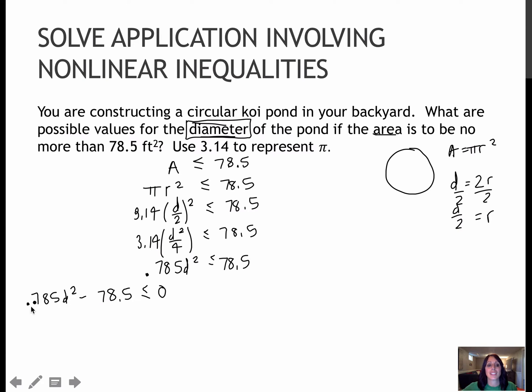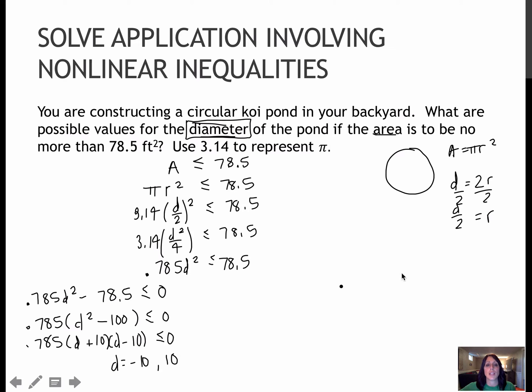And I really want to clean this up because I don't like this. So I'm going to factor out a 0.785, and that gives me d squared minus 100. And that factors into d plus 10, d minus 10. So my values obviously are negative 10 and positive 10. The negative doesn't make sense at all. So even though normally I would do negative infinity to positive infinity, here I'm going to go from 0, that's going to be my lowest point, and I'm going to go up to 10, and then on to infinity. So my intervals are 0 to 10, and 10 to infinity. Again, because a negative 10 wouldn't work, negative anything wouldn't work to use as the diameter.